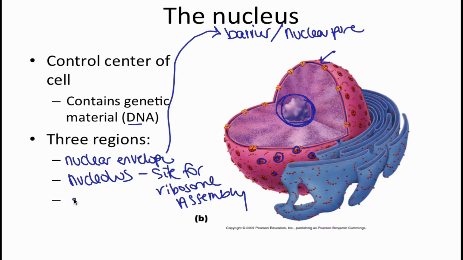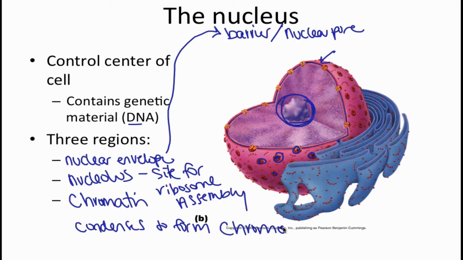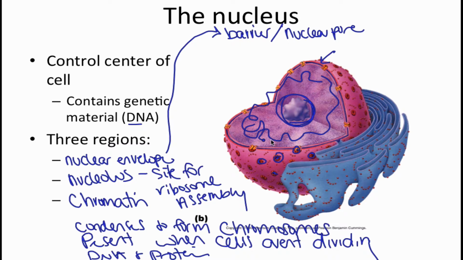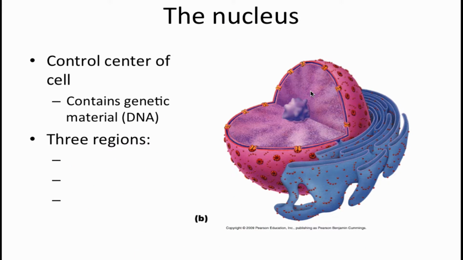And then lastly, we have the chromatin. Chromatin condenses to form chromosomes when the cell is going to go under cell division, or that's the prophase, metaphase, anaphase, telophase. Chromatin is present when cells are not dividing. They're composed of DNA and protein. And chromatin is scattered throughout the nucleus. So chromatin is going to be all throughout the nucleus. So that wraps up the nucleus.